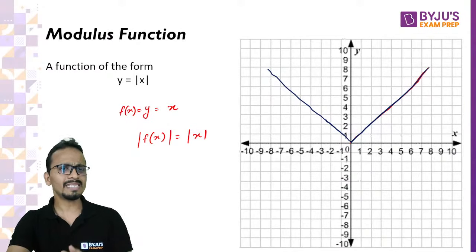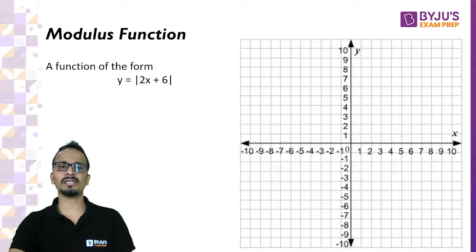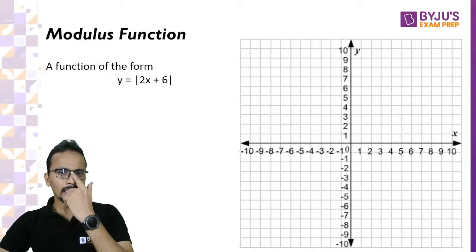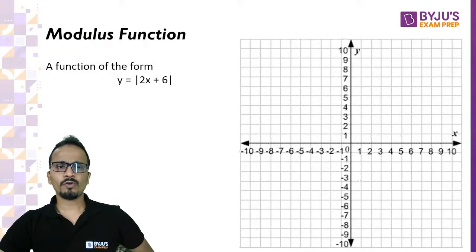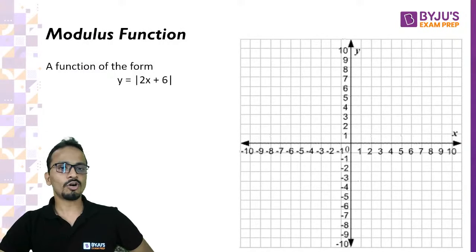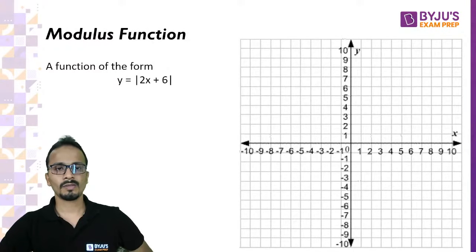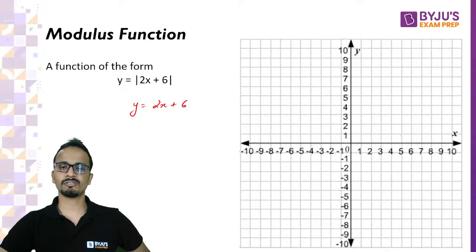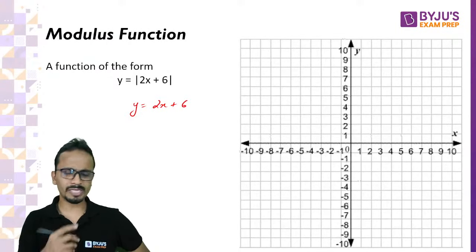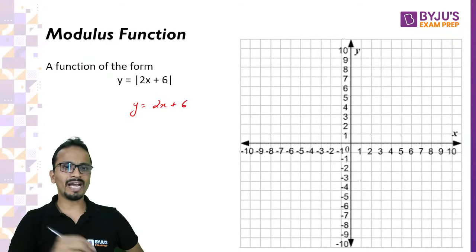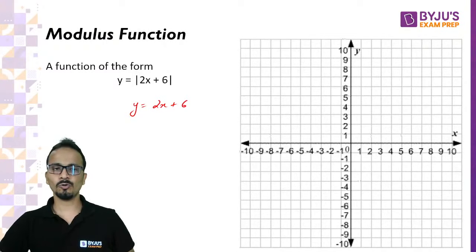Now let's apply this particular thing in some other questions as well. Now I want to plot the graph of y equal to modulus of 2x plus 6. So I'll start by plotting the graph of y equal to 2x plus 6. Okay, this we all know will be a straight line. So we'll start with y equal to 2x plus 6. So let's plot this straight line.